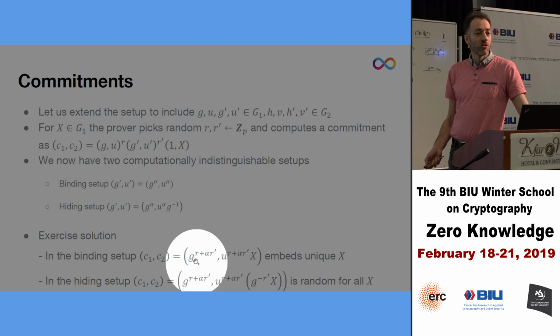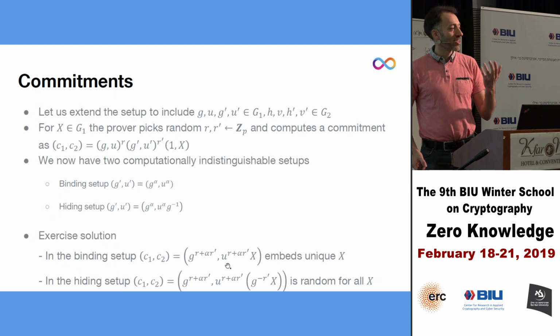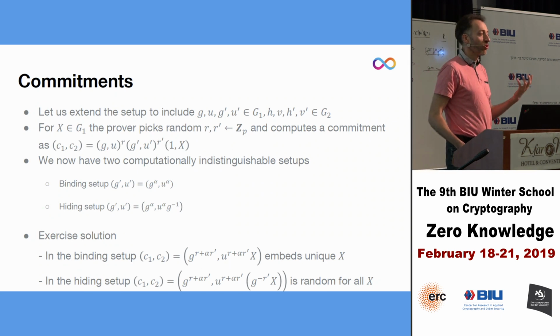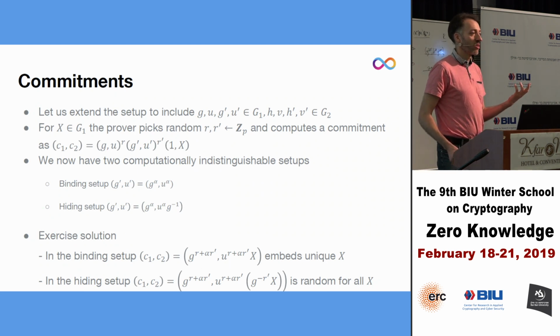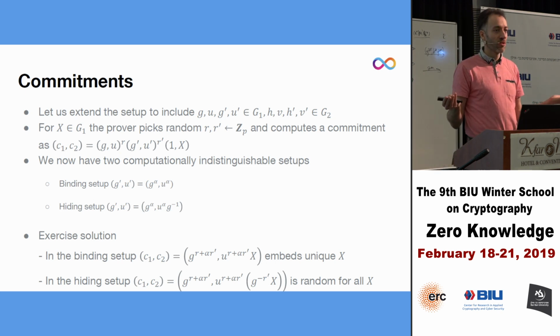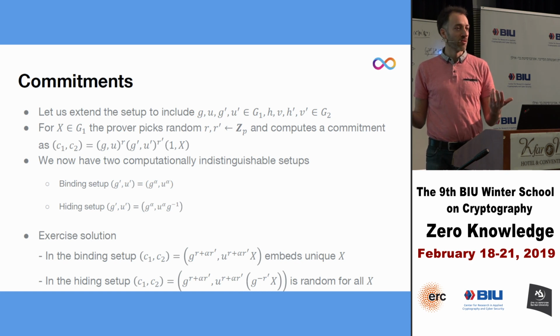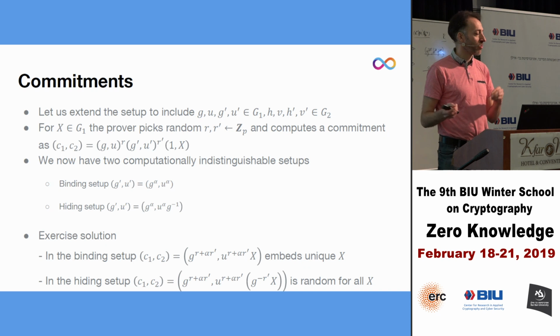So the ciphertext, well, it's not a ciphertext anymore. The commitment perfectly hides what is the committed X. If you just see these two group elements, it could be any X inside. So there's no information anymore in the commitment about what is this X that the prover knows. And that's where the zero knowledge part is coming from.